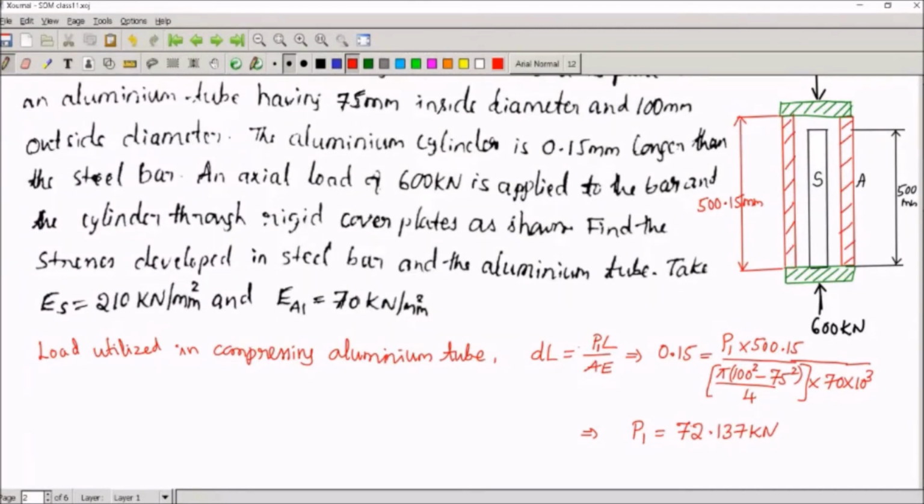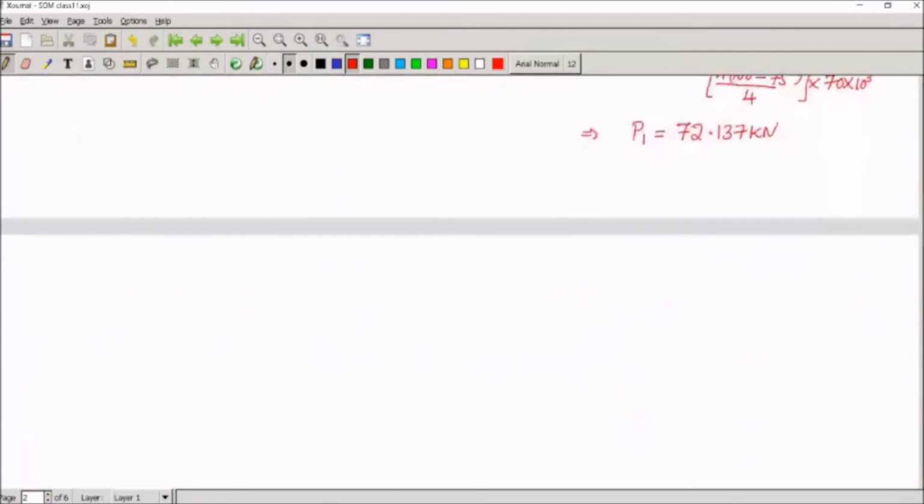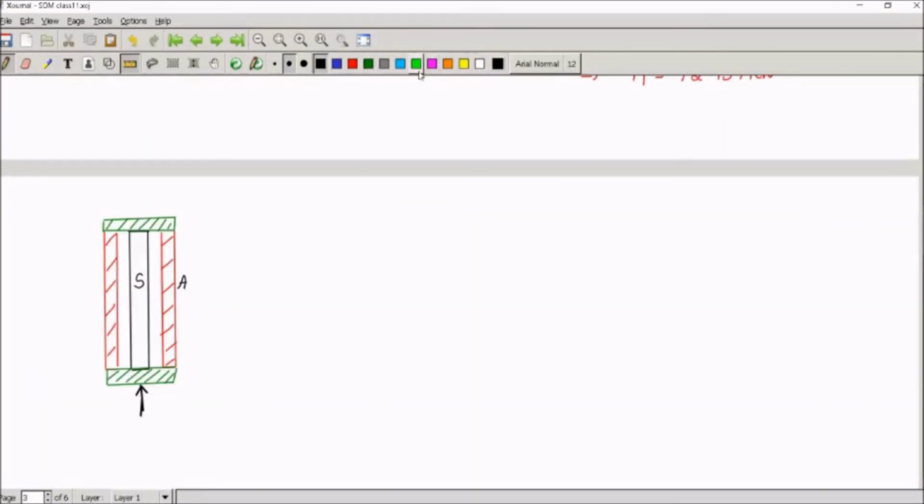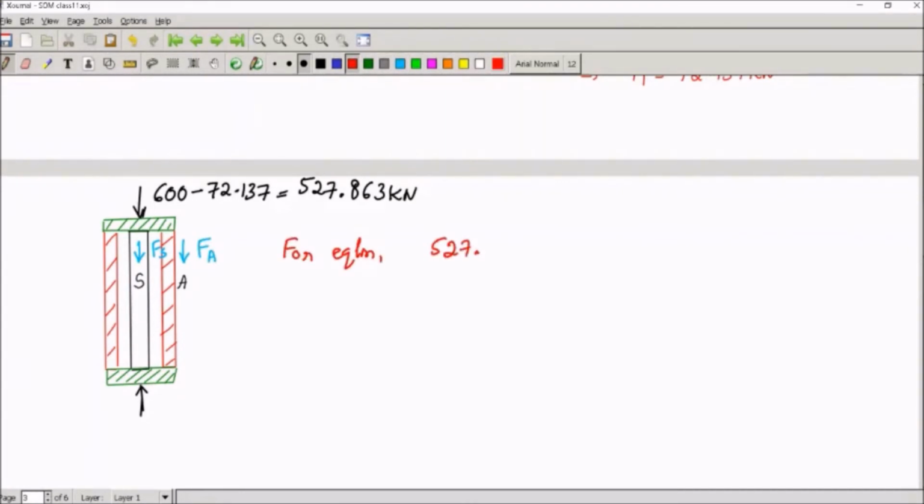Now remaining load will be shared by both the members. That we have to do as a separate case. The load applied now will be 600 minus 72.137, which is 527.863 kilonewton. I can call the load shared by steel member as Fs and load shared by aluminum member as Fa. For equilibrium, 527.863 should be equal to Fs plus Fa, that is, stress in the steel member into As plus sigma aluminum into A aluminum.